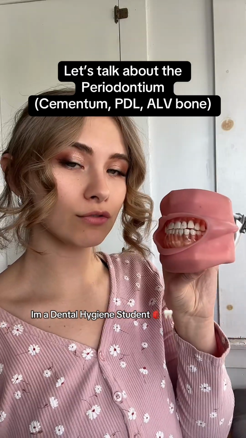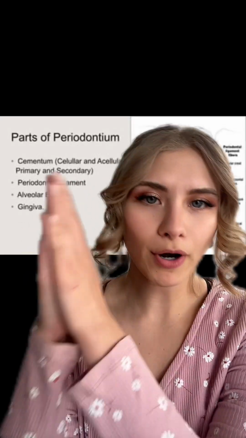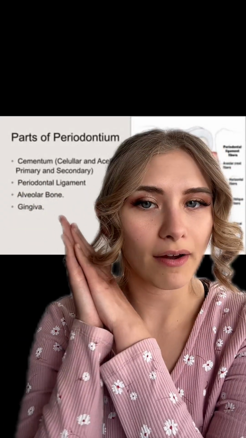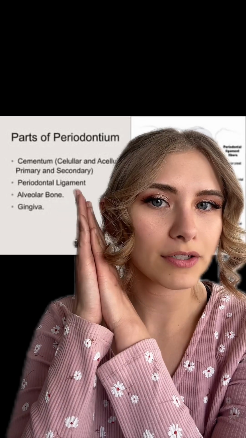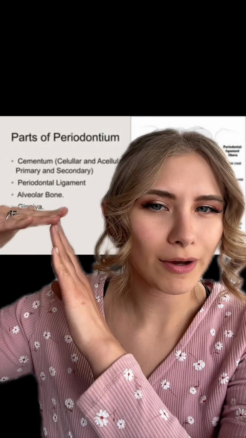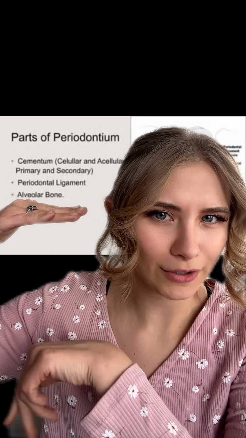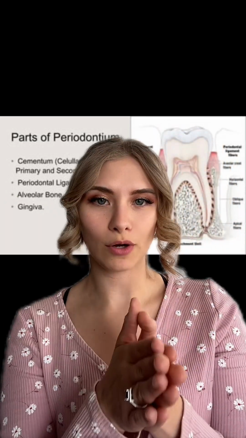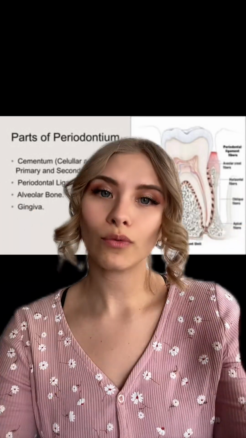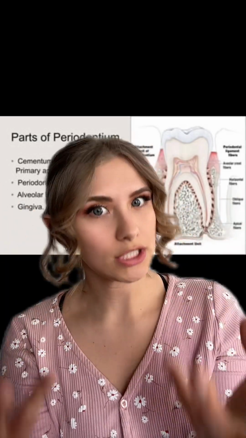I'm a dental hygiene student. Let's talk about the parts of the periodontium. Like I said, you have the gingiva, the alveolar bone, the periodontal ligament, and the cementum. We're just going to talk about the majority of this. Alveolar bone is your jawbone, right? That is what holds your teeth.